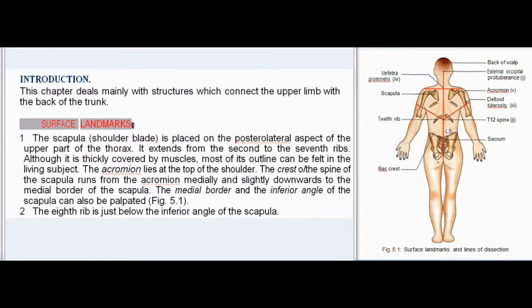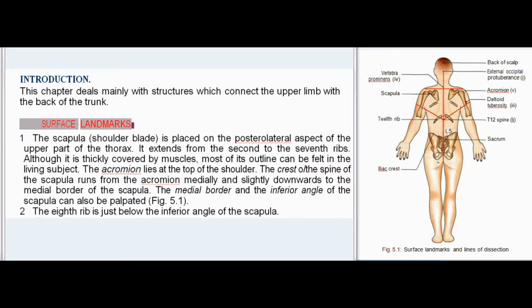Introduction. This chapter deals mainly with structures which connect the upper limb with the back of the trunk. Surface landmarks. 1. The scapula, shoulder blade, is placed on the posterolateral aspect of the upper part of the thorax. It extends from the 2nd to the 7th ribs. Although it is thickly covered by muscles, most of its outline can be felt in the living subject.